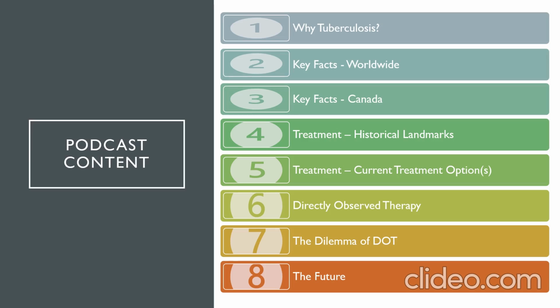So I will start by looking at tuberculosis. Why am I even talking about tuberculosis at all? And then I'll give you some key facts about tuberculosis around the world, key facts on tuberculosis in Canada. We'll discuss treatments, historical landmarks, and then current treatment options. And then I'll zero in on directly observed therapy. What is it? Why is there a dilemma around DOT? And then we'll look forward. What can we do as an alternative to directly observed therapy in the future? These are the things I'm going to walk you through.